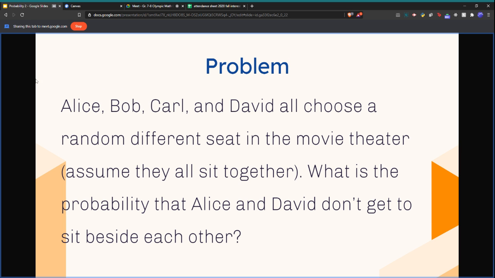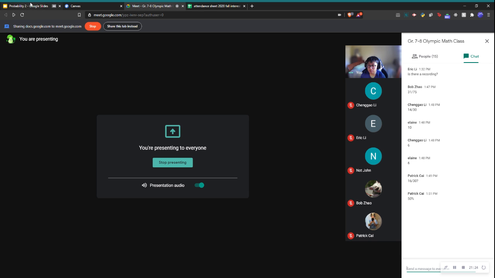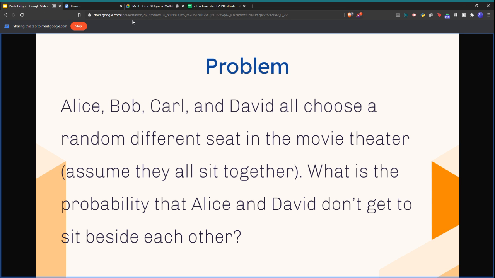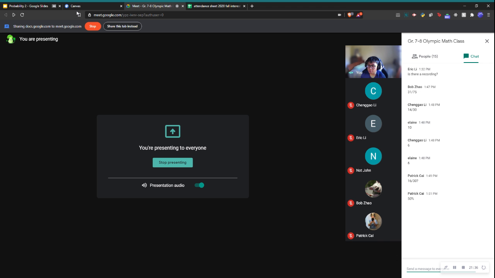Here. They're using Alice, Bob, Carl, David again in the question. So Alice, Bob, Carl, and David choose a random different seat in the movie theater and assume they all sit together. What's the probability that Alice and David don't get to sit beside each other? Give you guys a minute or so to figure this out. So we're going to have to use a bit of combinatorics in here. And you have to use complement probability as well, to make the question easier for you to solve. So find how many arrangements there are of Alice and David sitting beside each other. That's the hint.